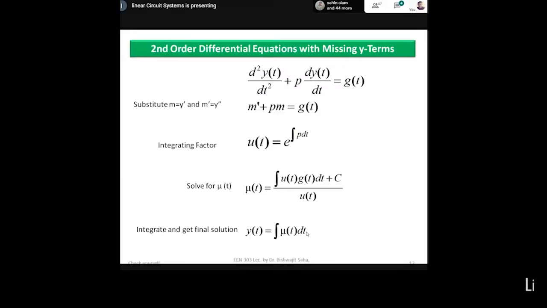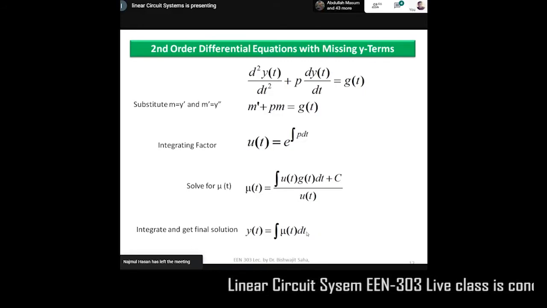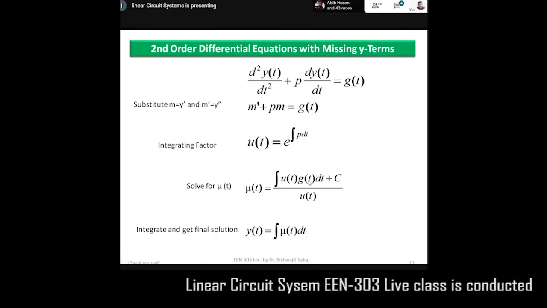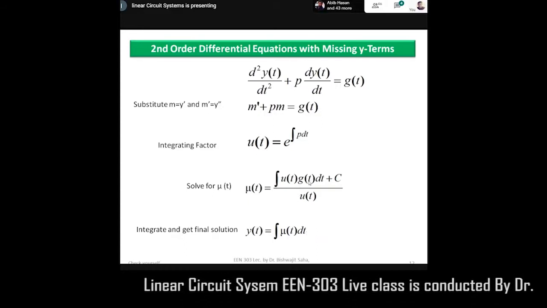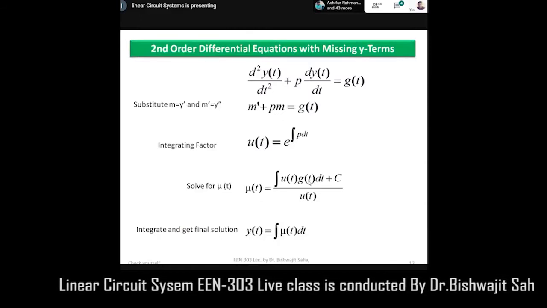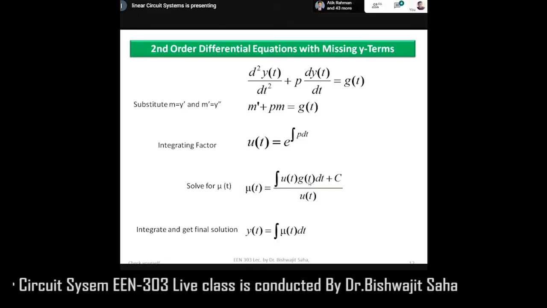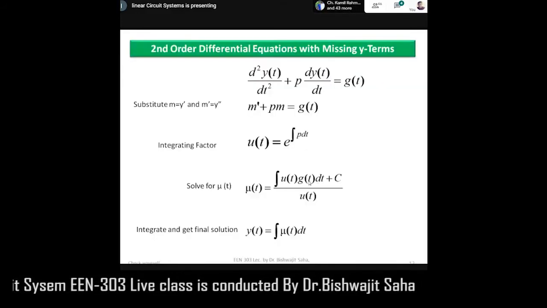What is E, sir? E, sir. The integrating factor u of t is equal to e to the power integration of P dt. So mu of t is equal to the integration of u of t g of t dt. Then where is E, sir? Okay, where is E? E is the exponential, e to the power x, e to the power 10. That means the exponential term. Understand?